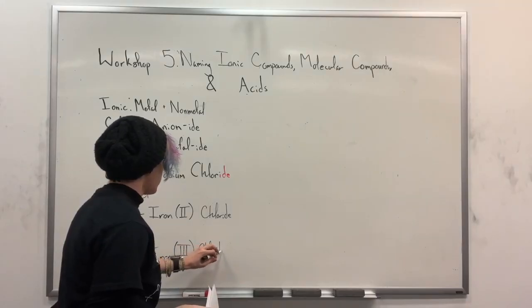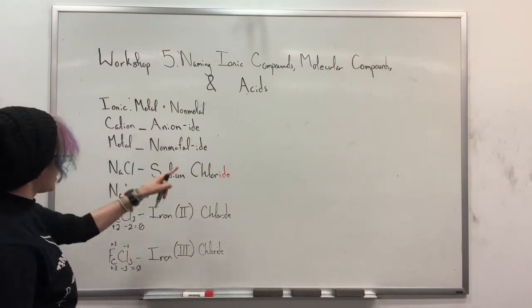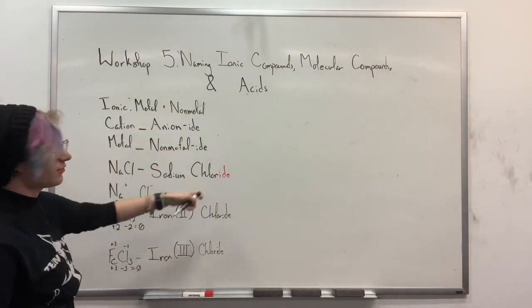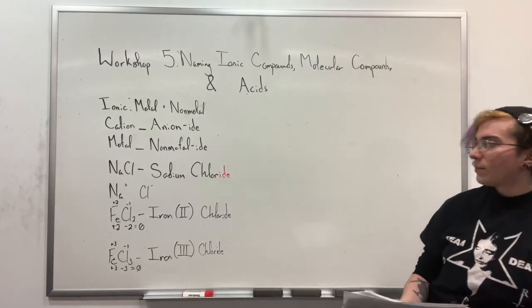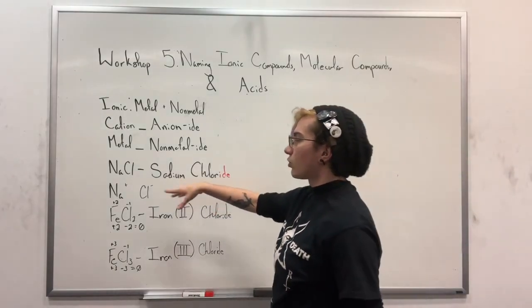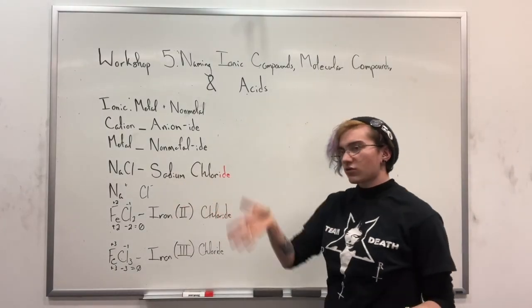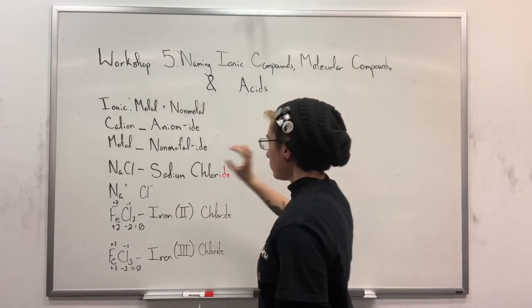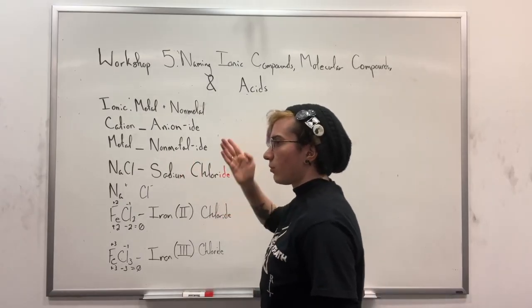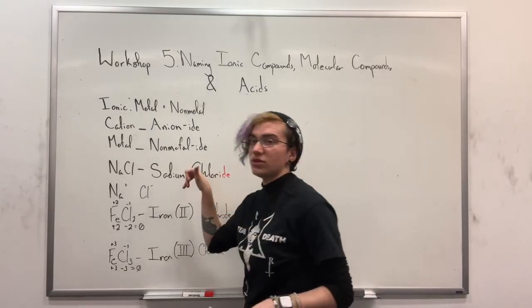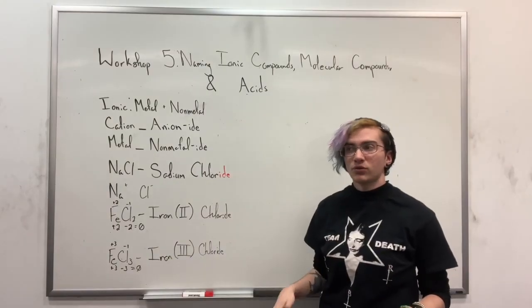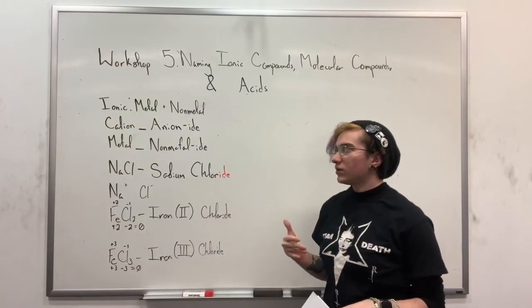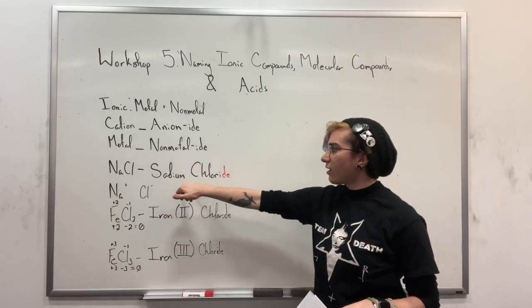It's still metal first, then nonmetal, followed by IDE, or cation, then anion, followed by IDE. That rule itself does not change. The only difference is that if you have a main group metal in the first column or the second column, you don't need to put the charge in parentheses, because that is going to stay constant. No matter what compound that atom is used in, it's going to have a constant charge.